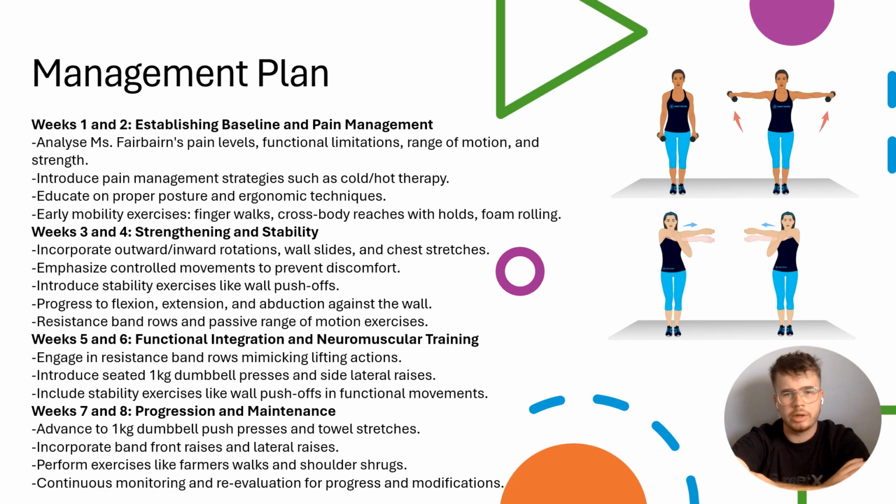Throughout these weeks, Ms. Fairbairn also engaged in exercises like farmer walks and shoulder shrugs, aimed at improving overall shoulder function and promoting long-term maintenance of gains achieved during the rehab program. Continuous monitoring and re-evaluation will be necessary to track progress, modify the exercise program as necessary, and handle any new problems or concerns over the 2 months management phase. For the rehab plan to be successful, Ms. Fairbairn must have an open line of communication to us as exercise scientists and other healthcare professionals.